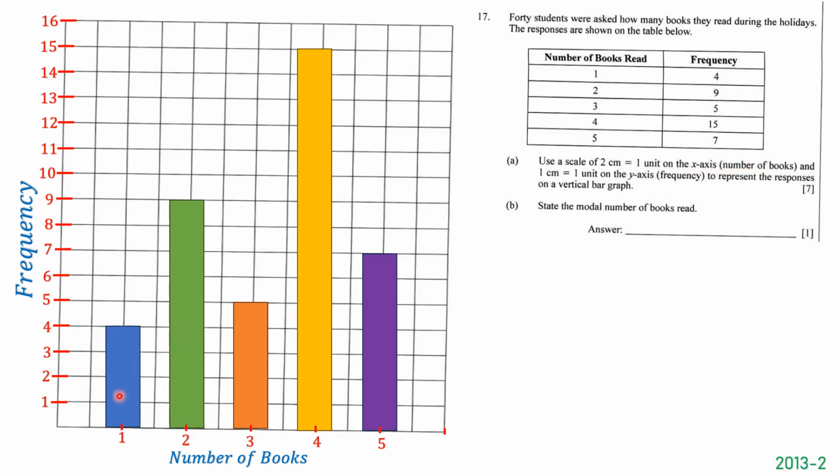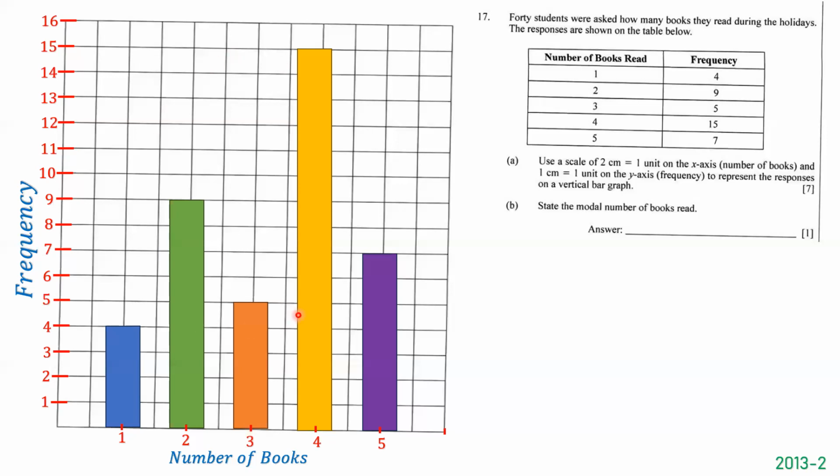So how many persons read 1 book? 4 persons, indeed 4 persons. How many persons read 2 books? Well, 9 persons read 2 books. How many persons read 3 books? Well, 5 persons read 3 books, just like our graph states. How many persons read 4 books? 15 persons read 4 books. So that's gonna be here. And then how many persons read 5 books? Well, it's going to be here. 7 persons read 5 books.